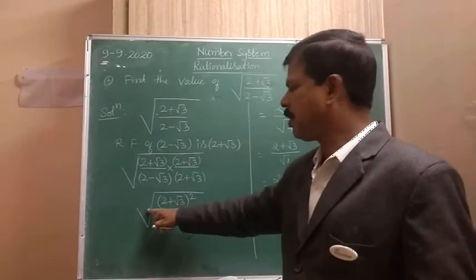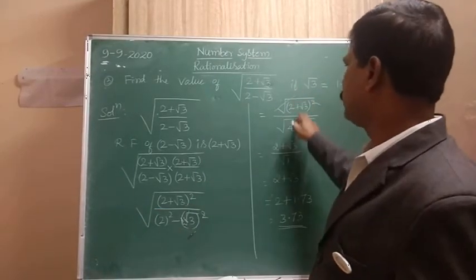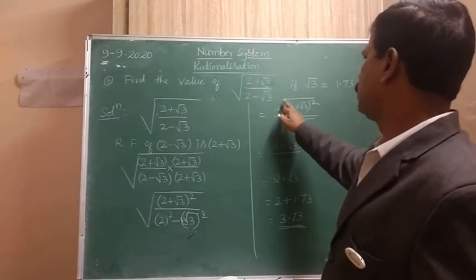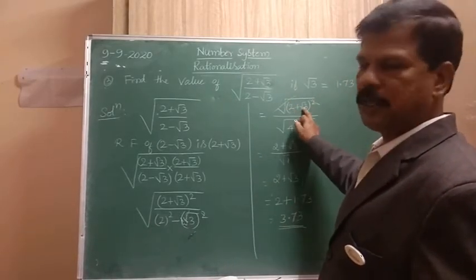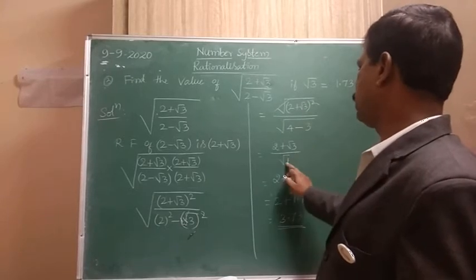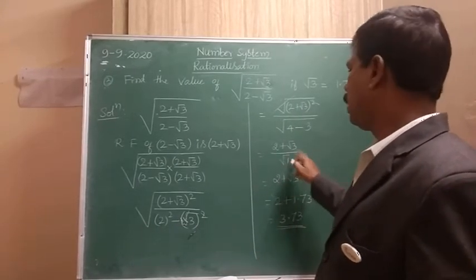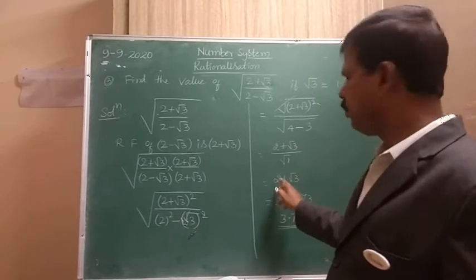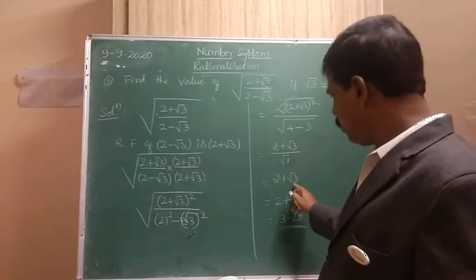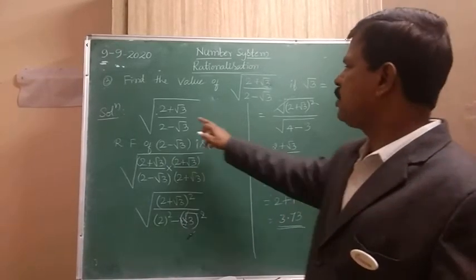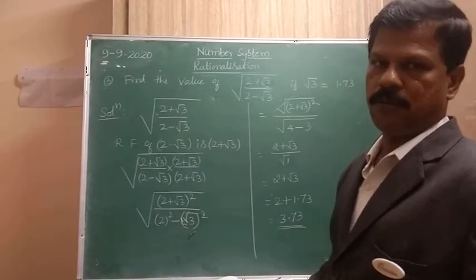Then separate this square root symbol like this. Then the square root gets cancelled, 2 plus root 3. Then 4 minus 3 is 1, root 1 is 1. And dividing 2 plus root 3 by 1, you will get 2 plus root 3. Now substitute the value. Here itself, don't substitute the value.